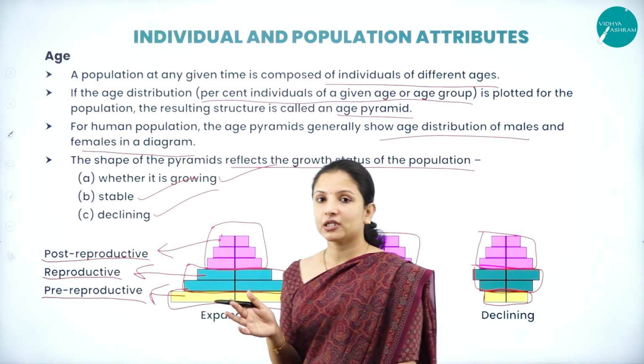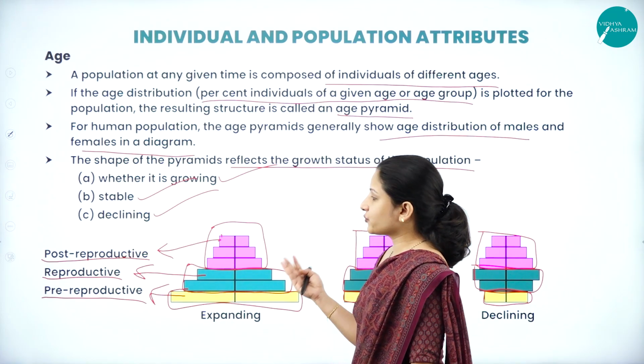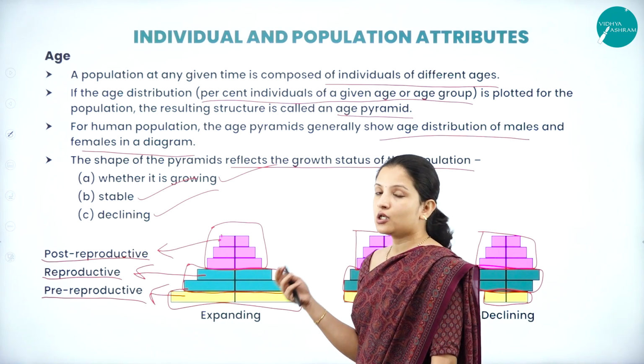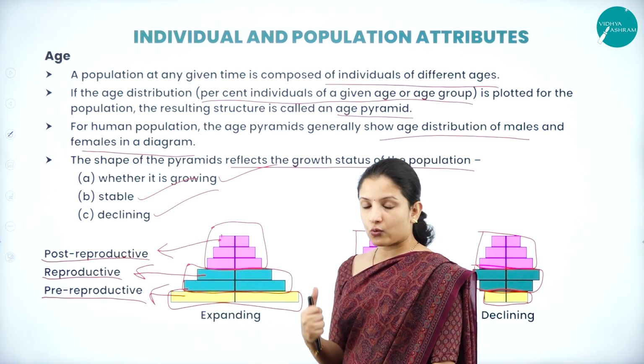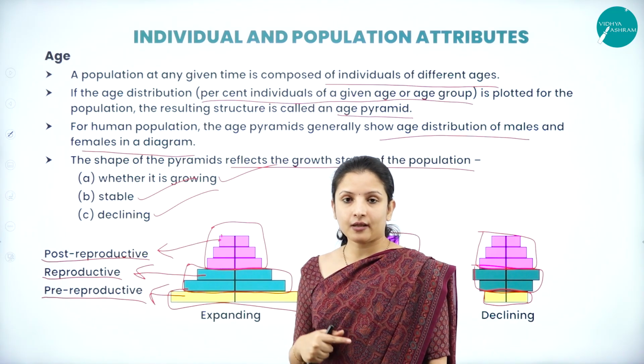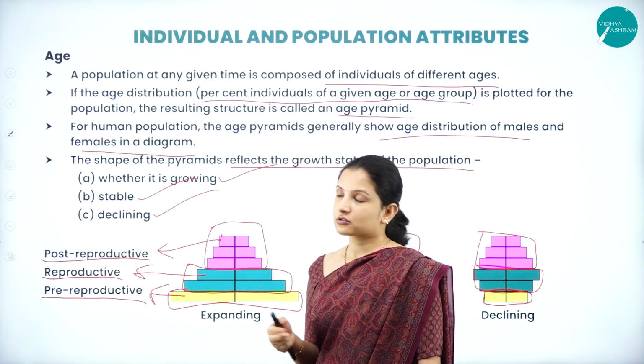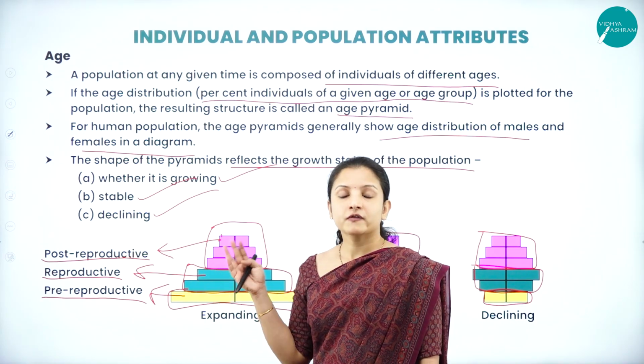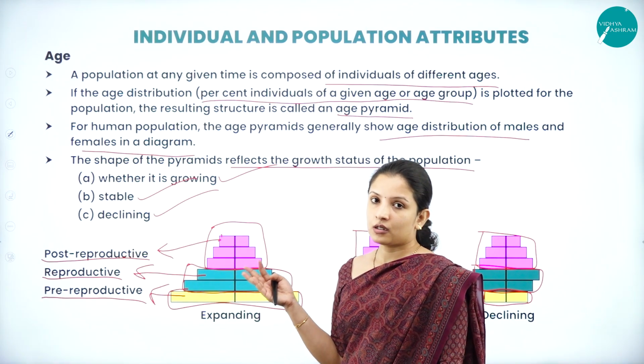So that is how, by looking at the age pyramids, we can easily understand whether the population is growing or expanding, whether it is stable or whether it is declining. So this was about the age, which is one of the attributes of the population.